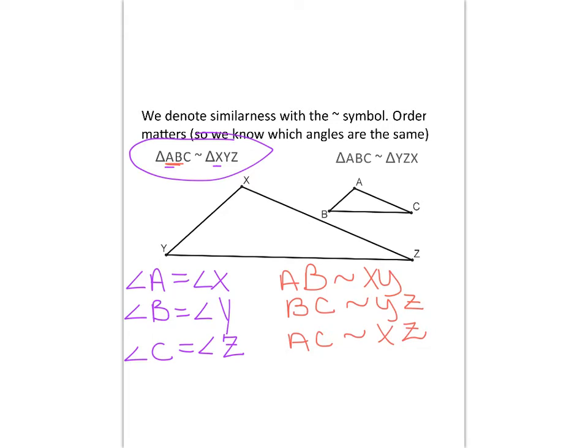So, the order that you write your similarity statement in does matter and it is very important you get the order correctly so that your corresponding angles, the congruent angles, are listed in the same order. That way, your proportional sides are also listed in the same order.